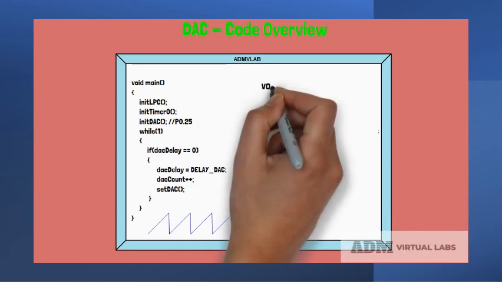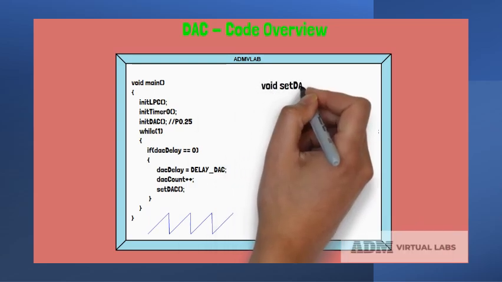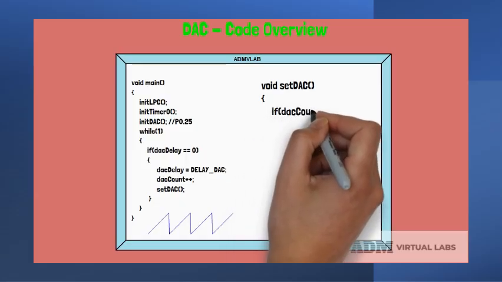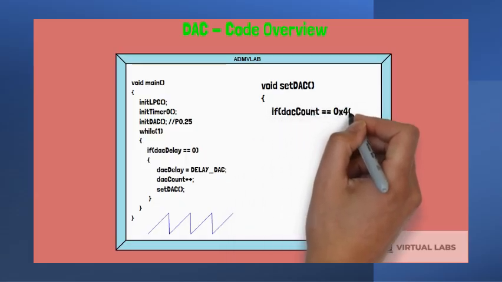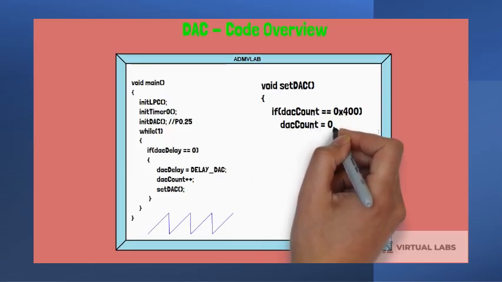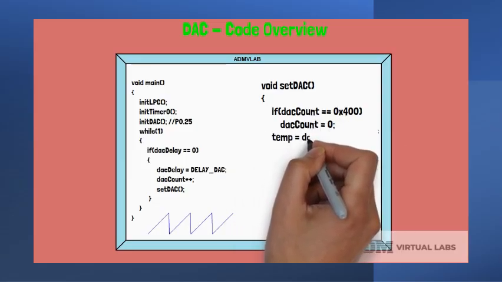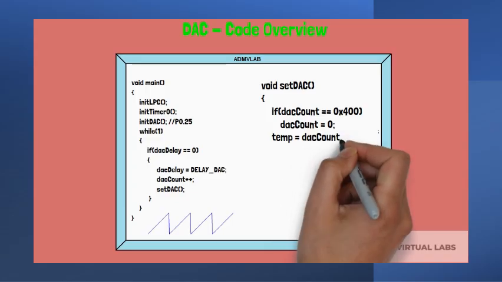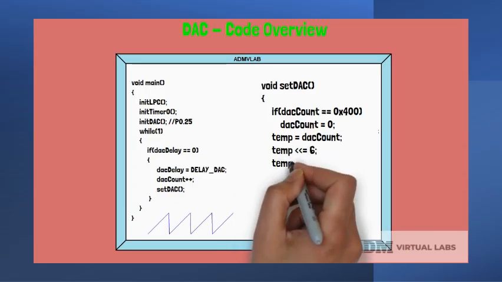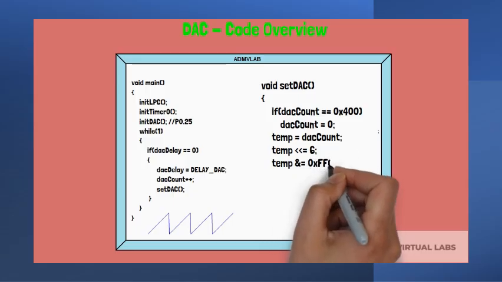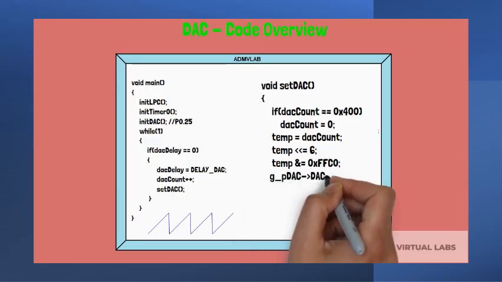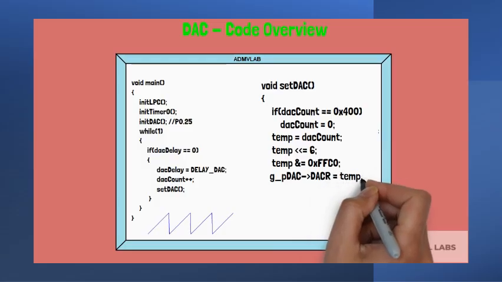The DAC register is 32-bit wide. The 10-bit digital value needs to be shifted by 6 bits before writing into the DAC register. As we are generating a ramp waveform, we reset the DAC count variable the moment it reaches a hexadecimal count of 400. So the analog output voltage rises from 0 to a maximum of 3.3 volts before dropping down to 0 in 1024 steps.